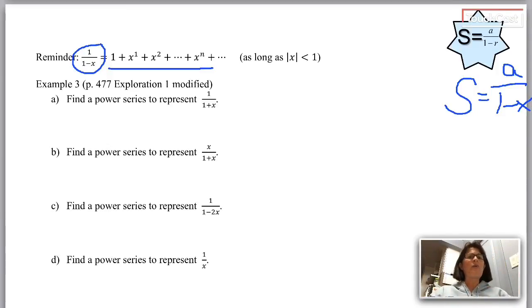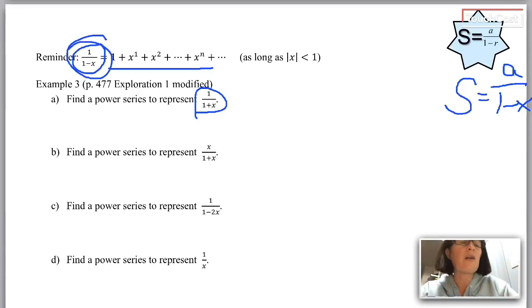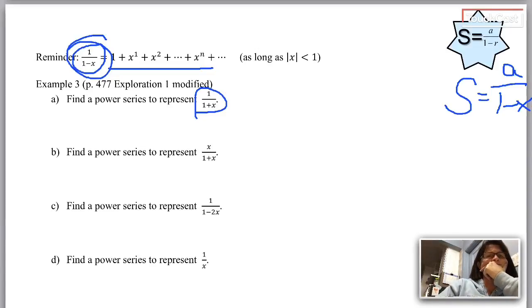Okay, so look at part A. I want to find a power series to represent a slightly different, because we're doing baby steps, a slightly different rational function. There's a couple ways you can go about this. It comes a lot easier with practice. I'm going to compare this function that I'm supposed to rewrite with the one I already know. What's the difference between 1 over 1 minus x and 1 over 1 plus x?